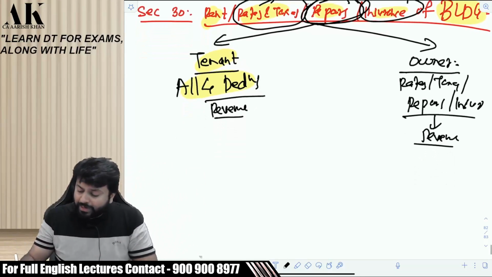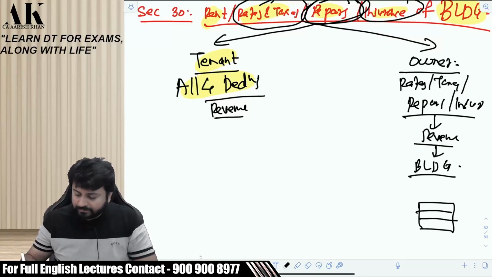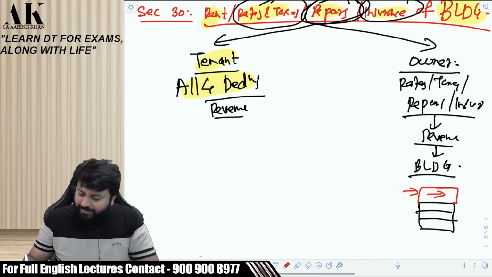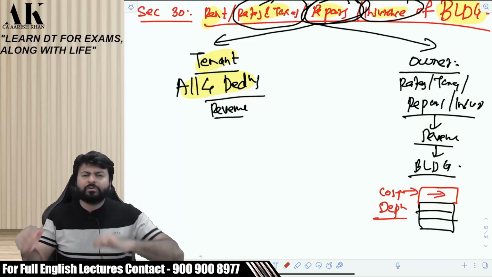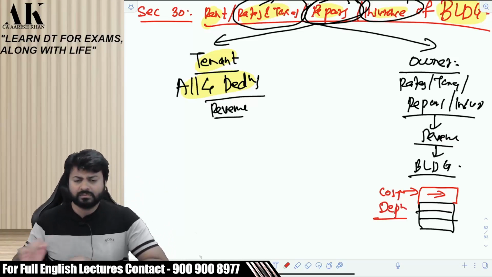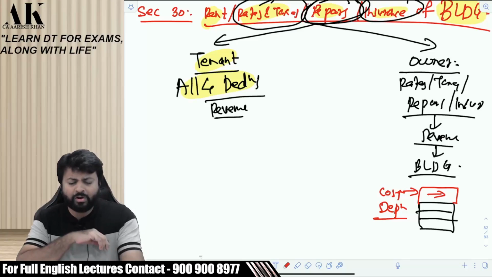If you are the owner of that building and you have a 3-floor building, and you are making a capital repair of the 4th floor, then the 4th floor will be added to the cost of the asset and you can claim depreciation on it. Who is stopping you from doing that? You can do that. There is nothing wrong in that. There is no harm in that. Clear or not?